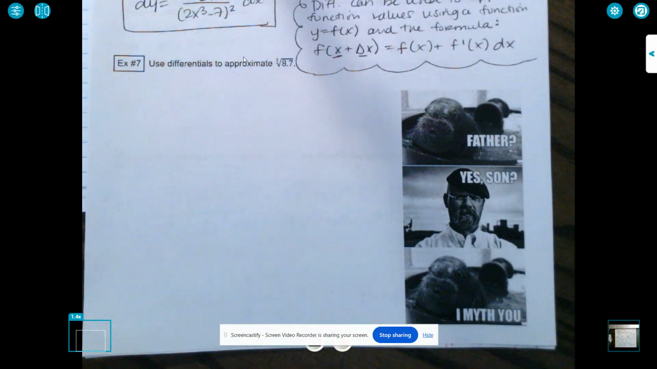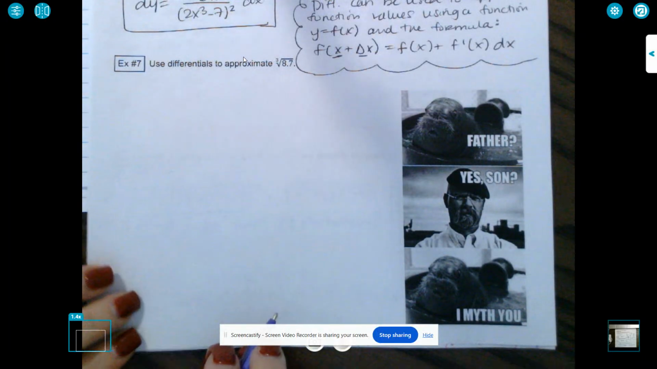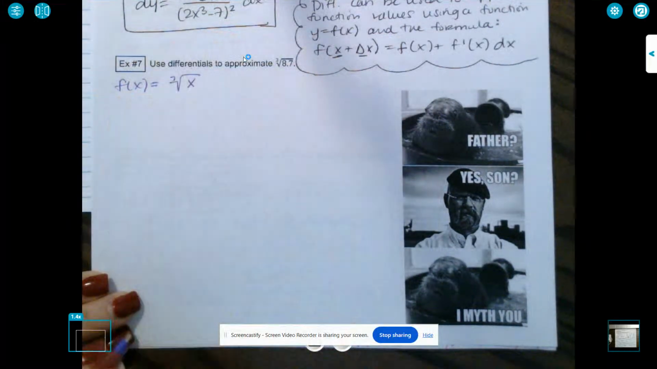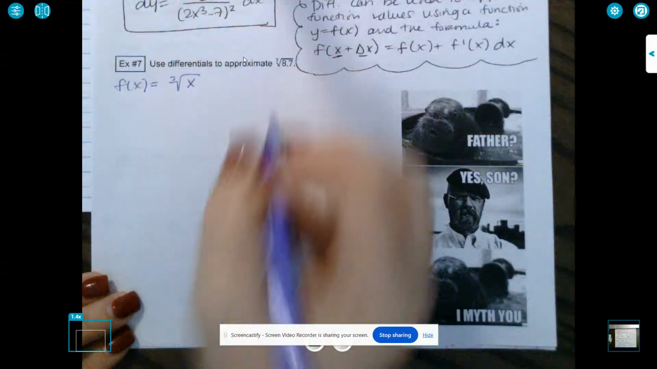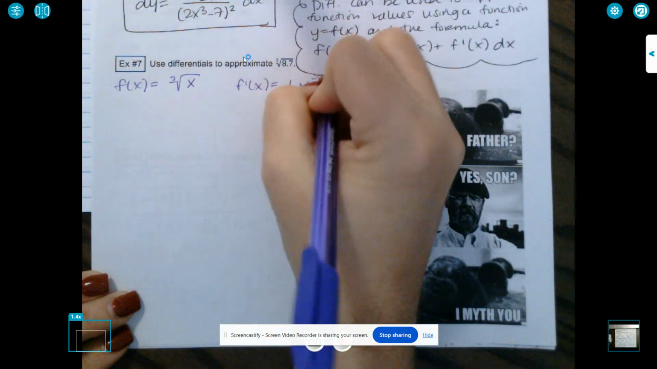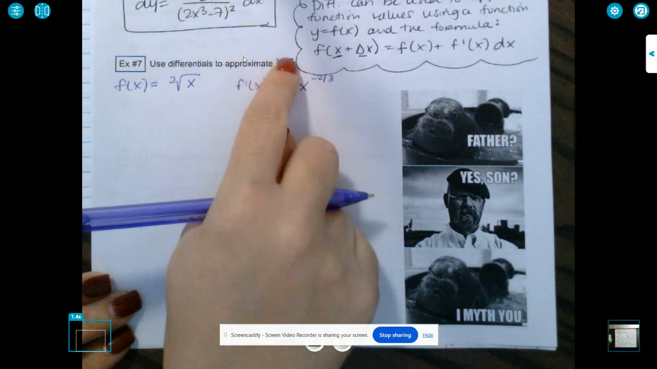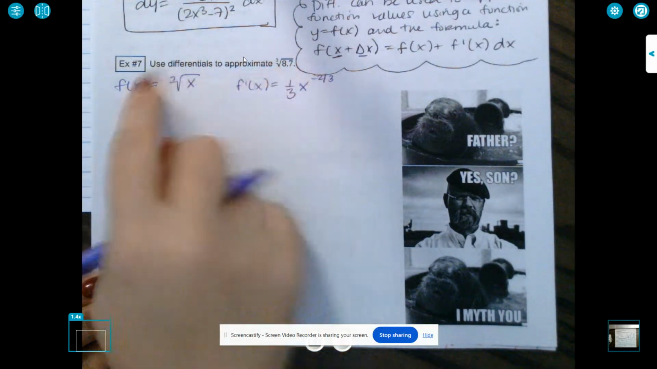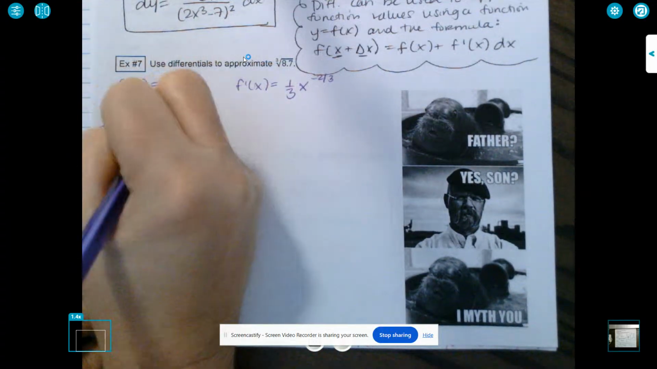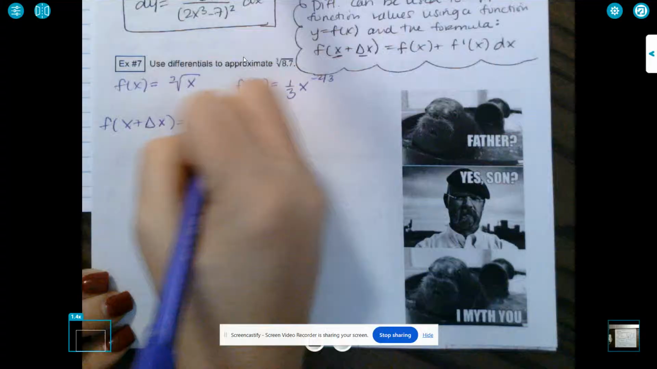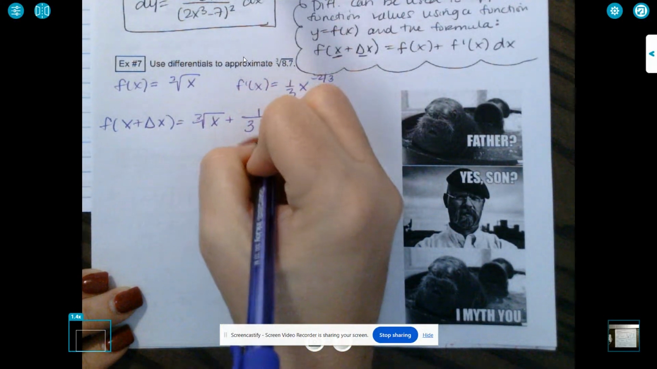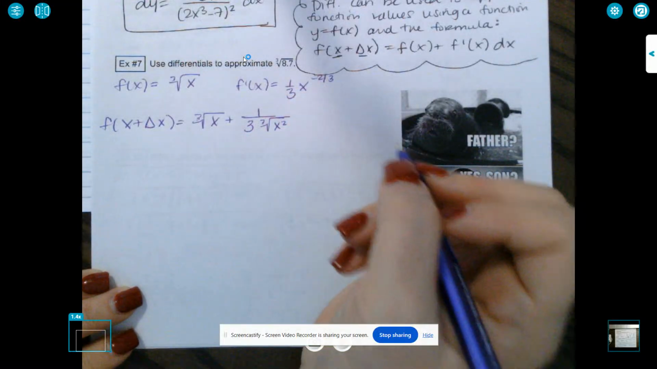Okay, so if we're going to use differentials to approximate the cube root of 8.7. So if I make f of x equal the cube root of x, all right, then f prime of x would be 1/3 x to the negative 2/3. Okay, so instead of cube root of 8.7, I'm going to make it cube root of x because we're trying to approximate here. Okay, so now if I use our formula, x plus delta x, that would be the cube root of x plus 1/3 cube root of x squared dx.